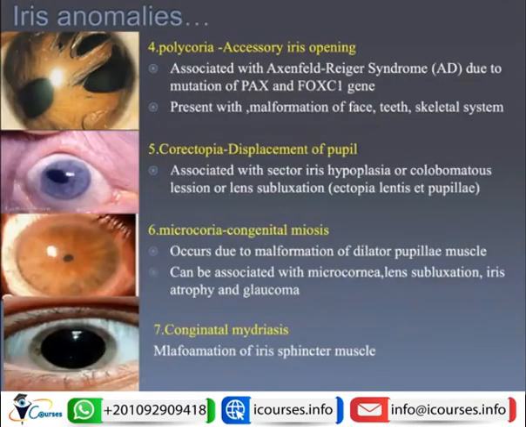Other congenital anomalies of the iris include polycoria, meaning that there are accessory iris openings, which occurs due to anterior segment dysgenesis, like Axenfeld-Rieger syndrome. Corectopia, meaning that there is displacement of the pupil, which can occur due to hypoplasia or due to lens subluxation, such as in case of ectopia lentis et pupillae. A small pupil or microcoria or congenital miosis can also occur due to maldevelopment of the dilator pupillae muscle, and on the reverse, congenital mydriasis can occur due to maldevelopment of the iris sphincter muscle.